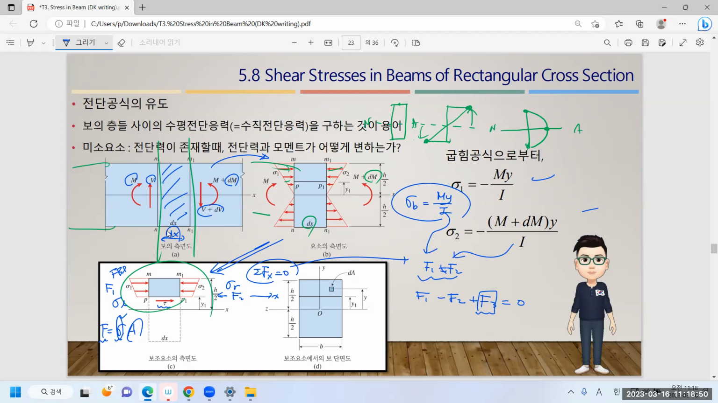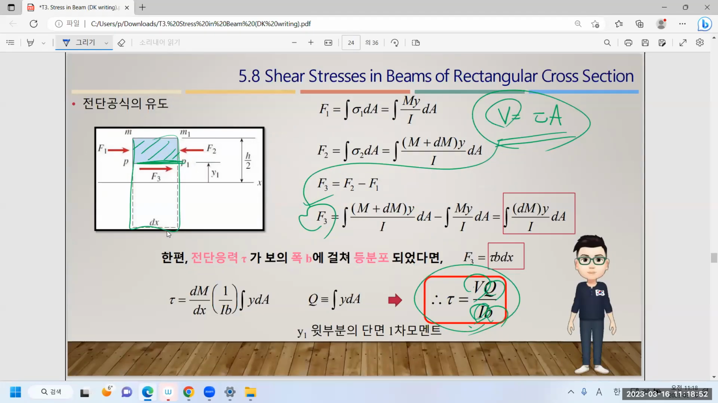Okay, so after that, I talked about F1 and F2. Just simply substitute the flexural formula into F1 and F2, and this is the equilibrium condition. So F3 is F2 minus F1, and you can simplify it. At the end, we need to have one assumption. Look at this one.